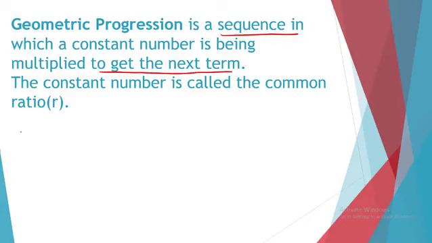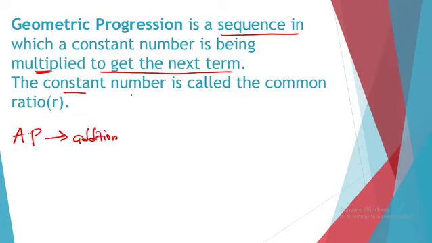Now when we're talking about arithmetic progression, I told us that it's a sequence in which a constant number is being added. When we talk about arithmetic progression, we talk of addition. But now in geometric progression, we talk of what? Multiplication. Instead, a constant is being multiplied to get the next term.